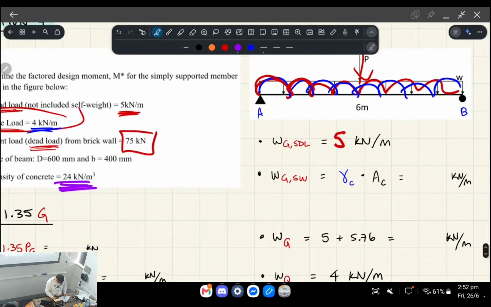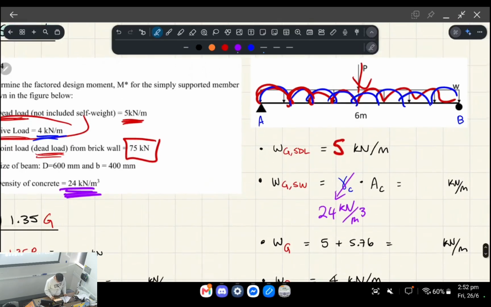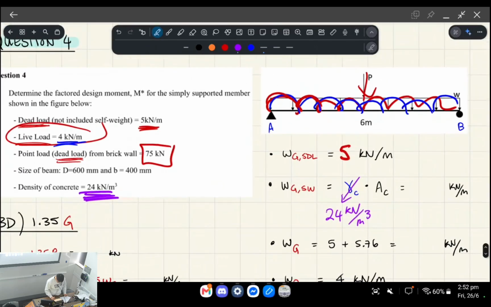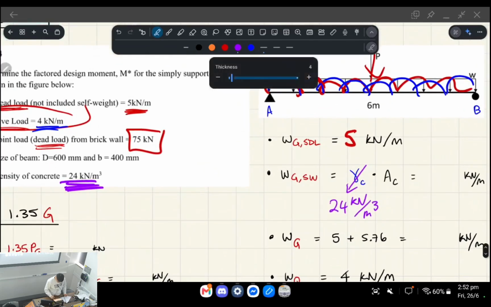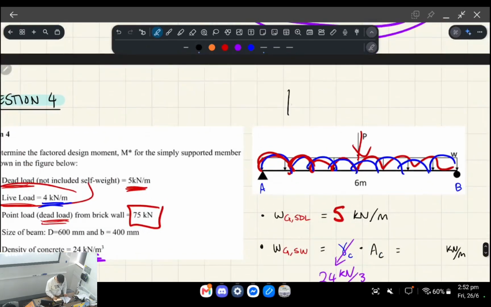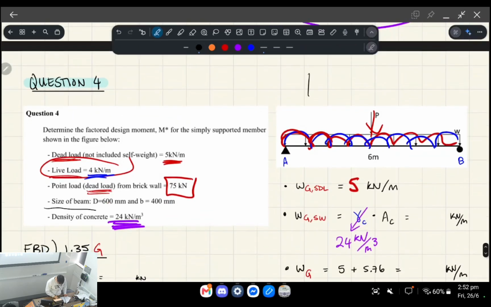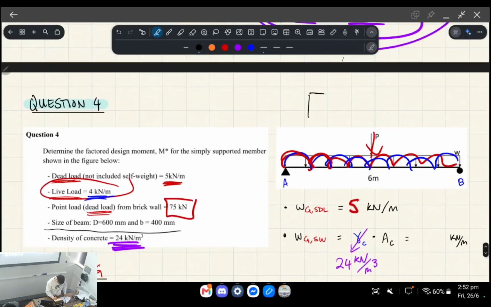In other words, we're going to substitute in 24 kilonewtons per meter cubed. The next thing we need to do is calculate the area of concrete that we're going to multiply this by in order to get a kilonewton per meter load. The idea is, if you think of a concrete beam, and I'm going to draw the beam as per the description, right? Or roughly, okay? So we've got a depth of 600 mil, and we've got a width of 400 mil, right?